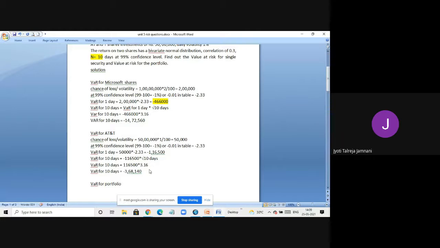And the formula for value at risk of a portfolio is the standard deviation of A plus B is equal to square root of, how do I use that sign?